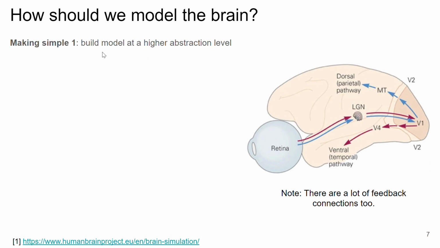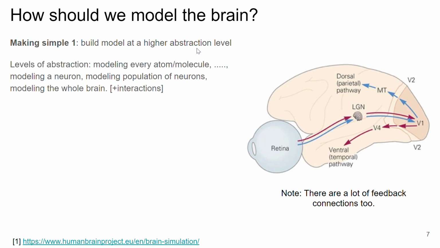So one assumption that we can make is building it at a higher abstraction level. There are multiple levels of abstraction at which we can model a physical system. We can model every atom or molecule. We can go to the neuron level. We can go to the population of neurons level, or model the whole brain. So at the population of neurons level, the basic unit in your simulation would be a population of neurons.